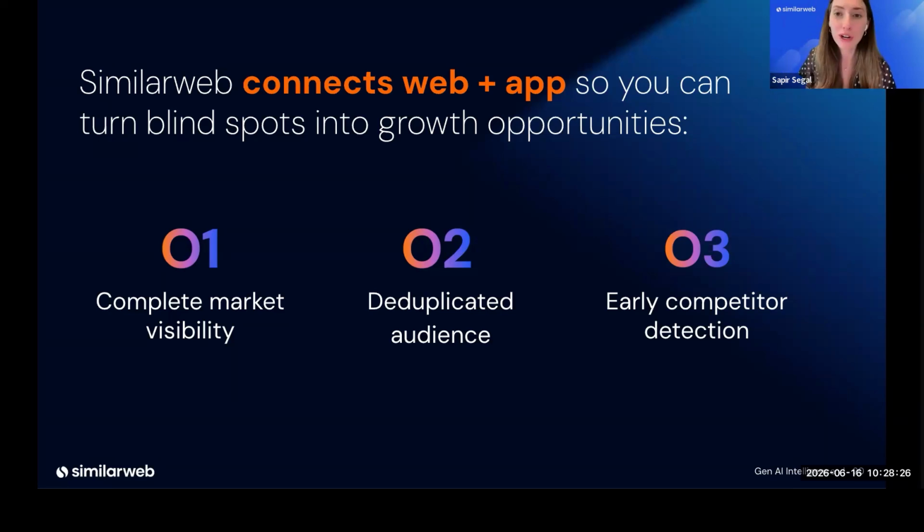The same thing with your audience size. When you are deduplicating your audience, you're able to see clearly what is my true audience size across web and app, and how is that overlaid with other competitors? Where is my audience exclusive, and where is my audience shared, or where am I losing my audience to some of the other competitors? And then you can do those drill downs. And finally, I'm able to detect competitors early, ones that I would be completely blind to if I'm only looking at one channel.